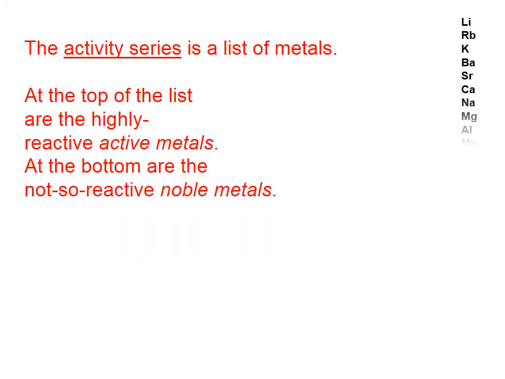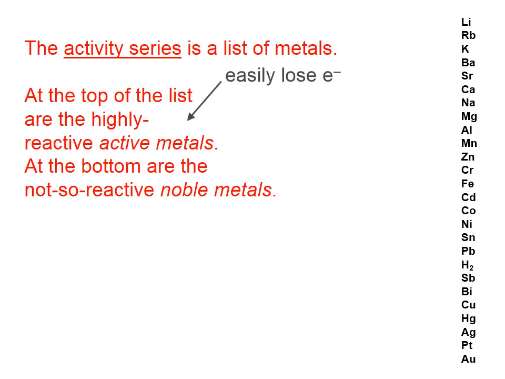The activity series is a list of metals, and here is the activity series, or an activity series. Please feel free not to copy that down. At the top of this series are the highly reactive, so-called active metals. The active metals easily lose electrons, and if you look at the top here, you should recognize some elements that probably lose electrons fairly easily. Lithium, rubidium, potassium, barium, and so on.